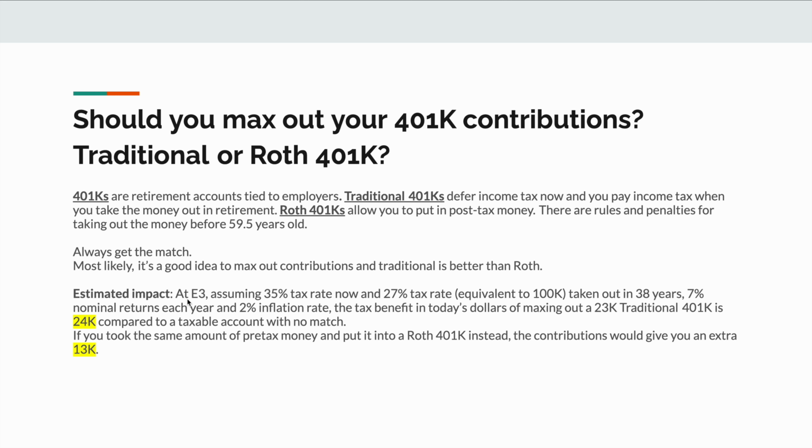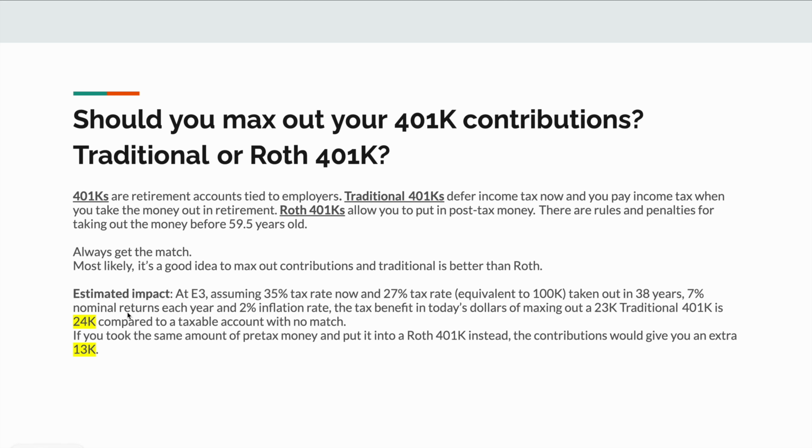So let's just say that you have about $200,000 income at E3. We're assuming that you have a 35% tax rate now, and that when you decide to take the money out, you're going to have an equivalent income of around $100,000, and your tax rate is going to be about 27%-ish. This includes federal, state, and local income taxes plus payroll taxes, and that you're going to take it out in about 38 years when you're first able to.